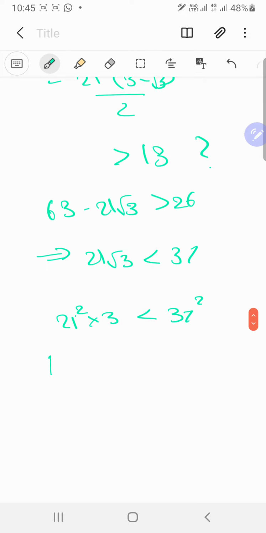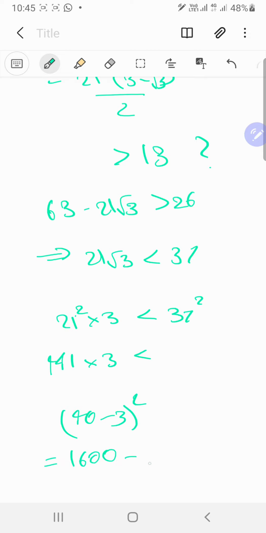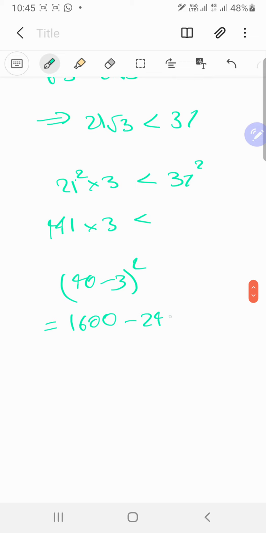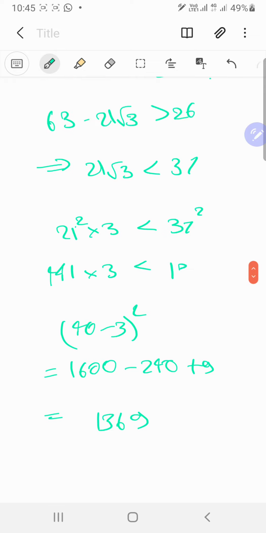This is just 441 into 3, and this is not that easy. It's like (40 minus 3) squared. Maybe you can, yeah, that's nice. So it's going to be 1600 minus 240 plus 9. So that's going to be 9 over there, and then 10 minus 4 is 6, and then 5 minus 2 is 3. So 1369, something like that. Okay, cool.